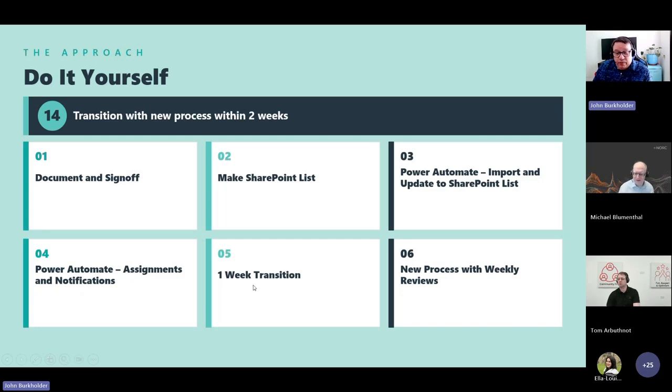Then we have a 1-week transition. Now, that might seem aggressive for a lot of people, but the thing is, most people don't want to have to keep track of 2 separate processes at the same time for change management. If we can do a 1-week transition, that means we're just checking this stuff for 1 week, making sure that it lines up correctly. And then once it's done, we just flip over to this new process. And this new process has weekly reviews. So we'll get into that in a moment.